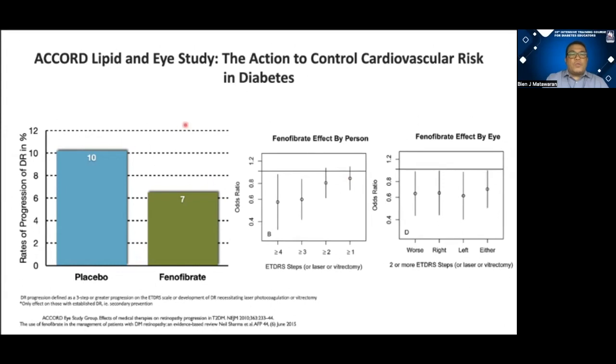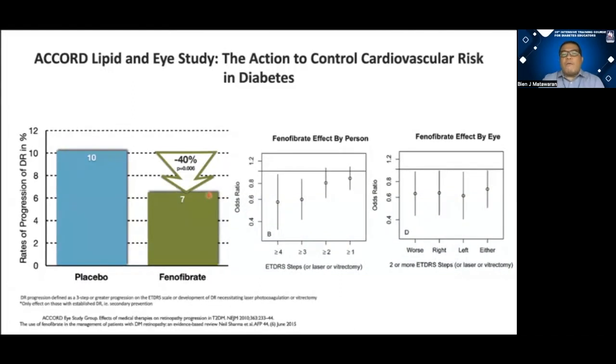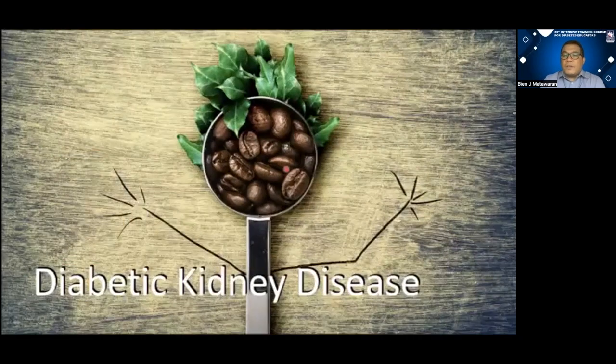Similarly, in the ACCORD Lipid and Eye study, of the Action to Control Cardiovascular Risk in Diabetes, whereby patients were given simvastatin plus placebo versus simvastatin plus fenofibrate, we also saw improvement with regards to progression of diabetic retinopathy, translating to a 40% reduction in progression of diabetic retinopathy for those patients given fenofibrate. So that shows you non-specific treatment affecting the retina.